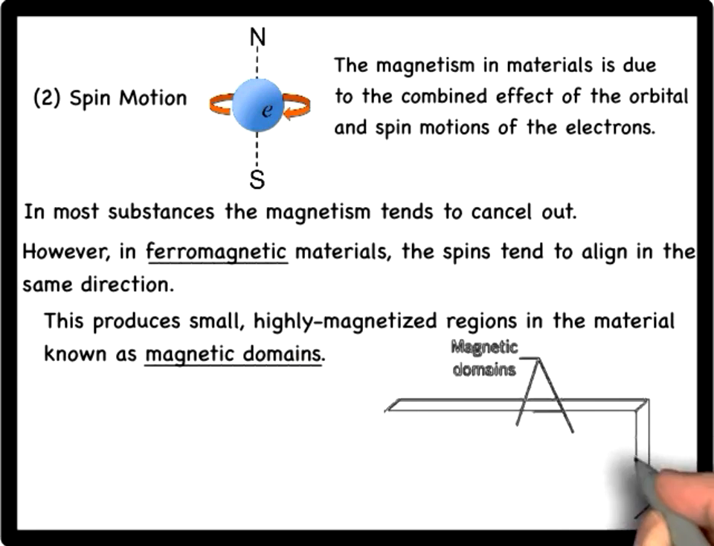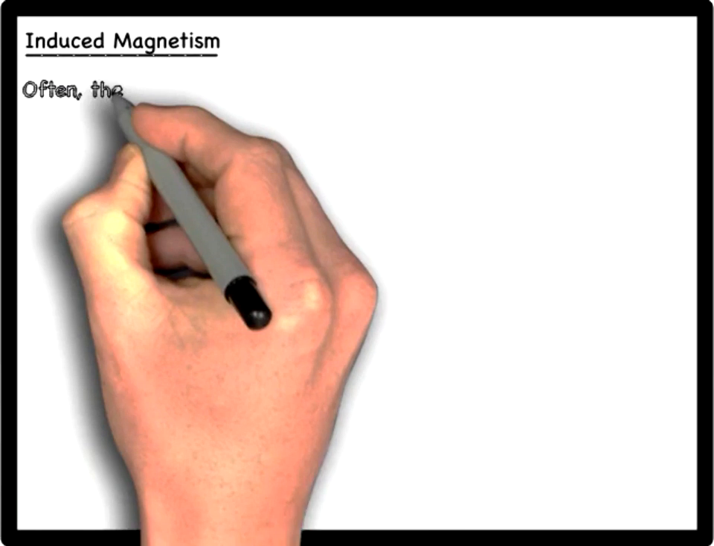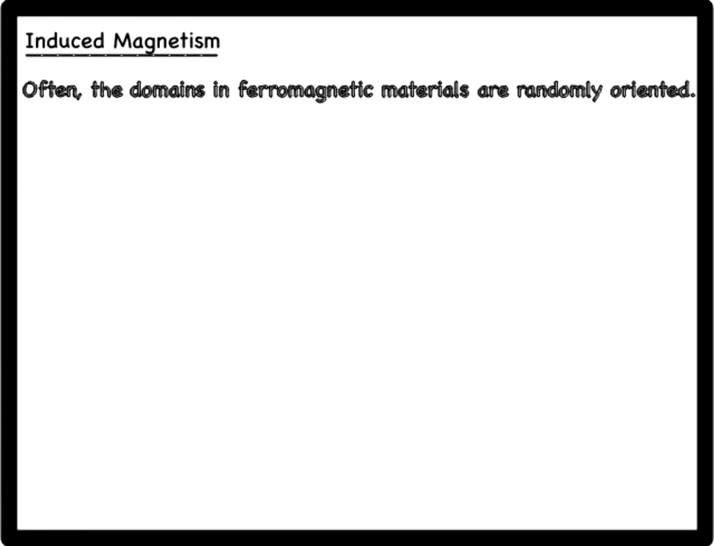This region is called a magnetic domain. Each domain behaves as a small magnet with its own north and south poles. Common ferromagnetic materials are iron, nickel, cobalt, chromium dioxide, and alnico, which is an alloy of aluminum, nickel, and cobalt. Often, magnetic domains in ferromagnetic materials are arranged randomly, as the figure illustrates for a piece of iron.